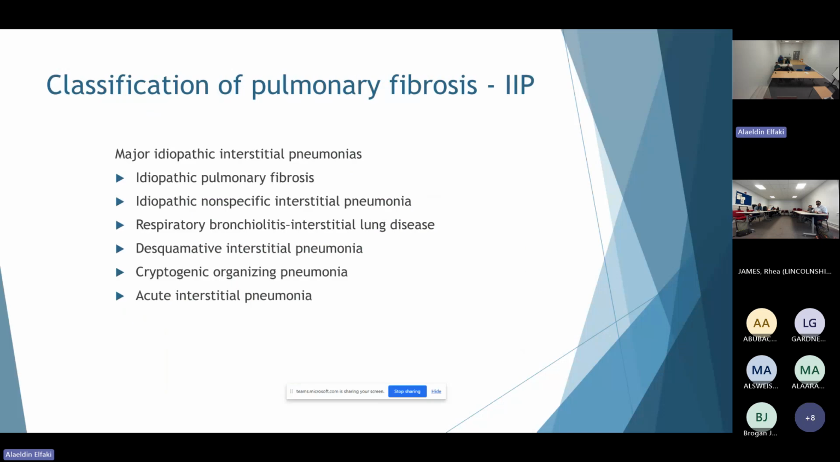So this is again just a repetition of what we had on the previous slide regarding the classification of pulmonary fibrosis and mainly the idiopathic interstitial pneumonia.